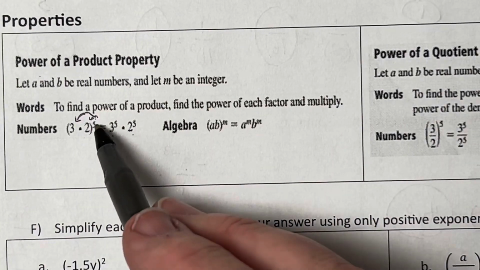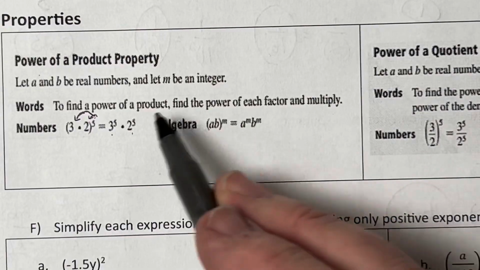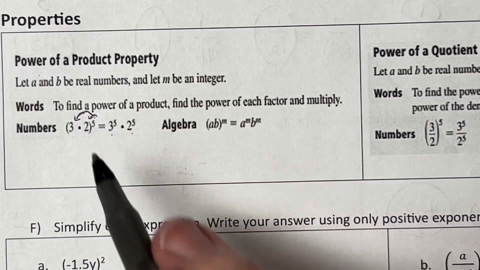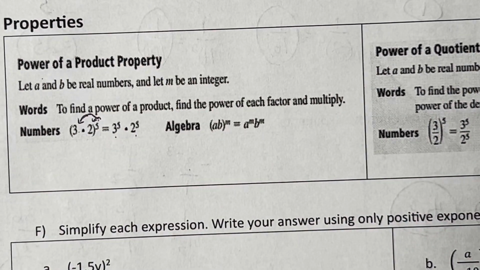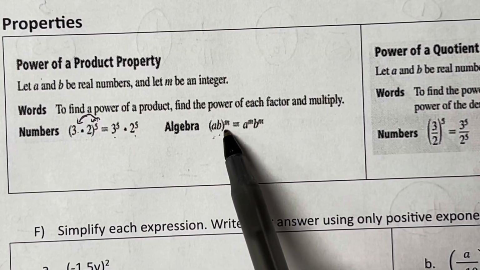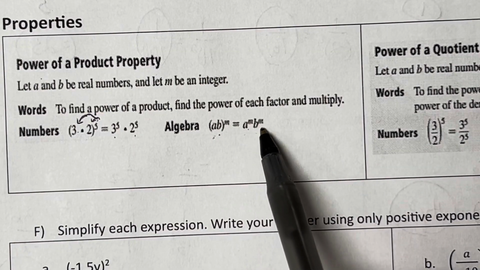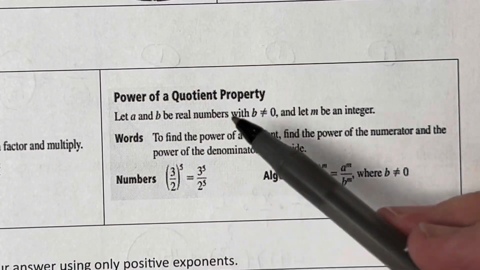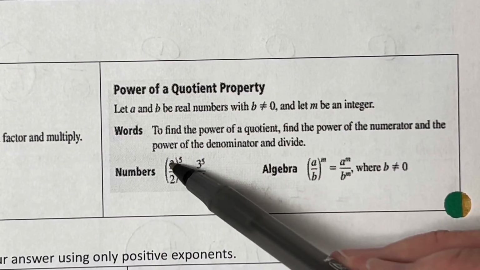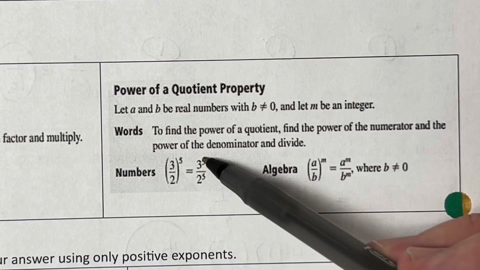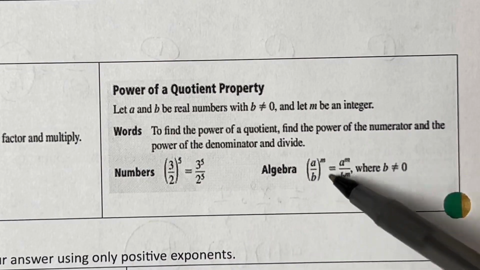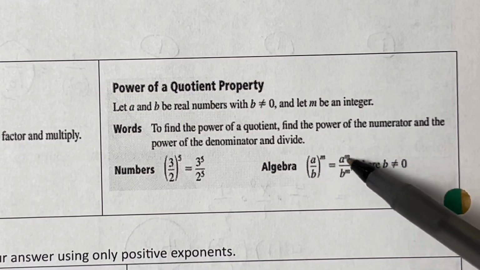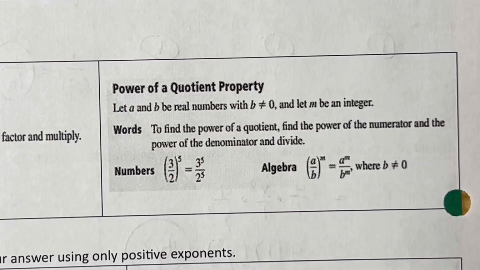But when you have an exponent with a product problem, you want to distribute that exponent to each term within the product. So a times b to the m is a to the m times b to the m. All right, same thing holds true with division. If you have 3 divided by 2 to the 5th, that's 3 to the 5th divided by 2 to the 5th. The algebraic writing with that, a divided by b to the m is a to the m over b to the m.